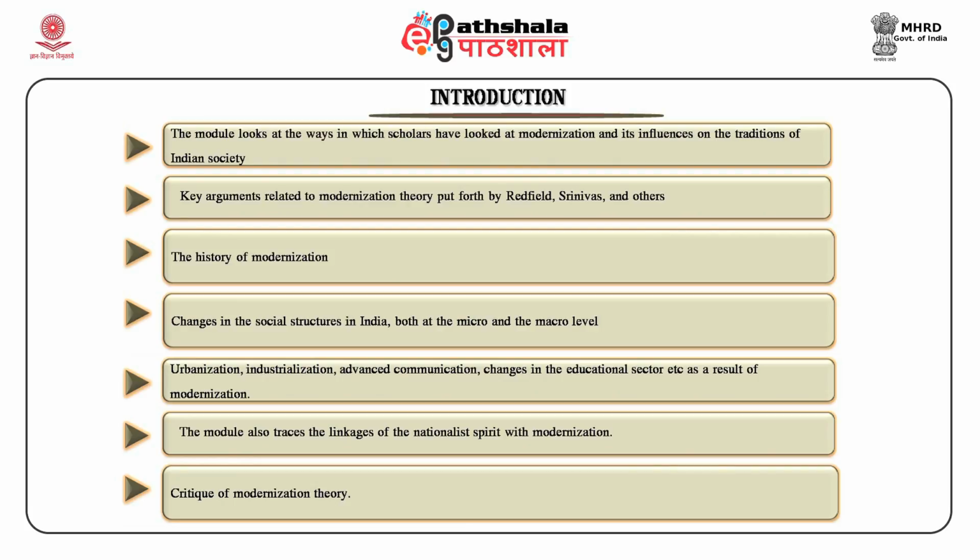It focuses on the key arguments related to modernization theory, traces the history of modernization as a process, and looks at different arguments put forth by scholars like Redfield, Srinivas and others. The module also tries to understand the different changes that took place in the social structures in India both at the micro and at the macro level. The module then focuses on urbanization, industrialization, advanced communication, challenges in the educational sector, and so on as a result of modernization. The module also traces the linkages of the national spirit with modernization and finally ends with a critique of the modernization theory.